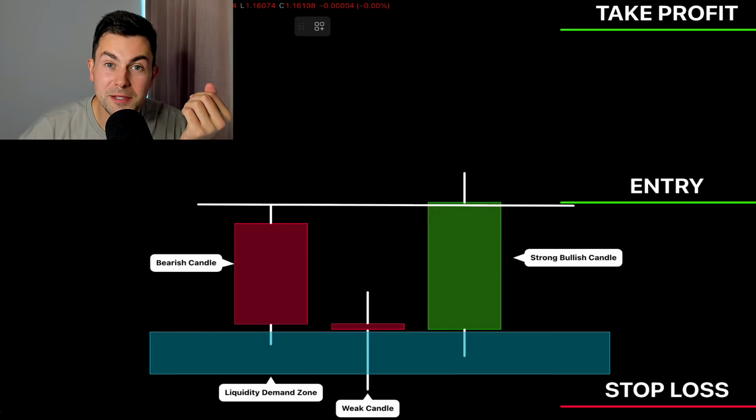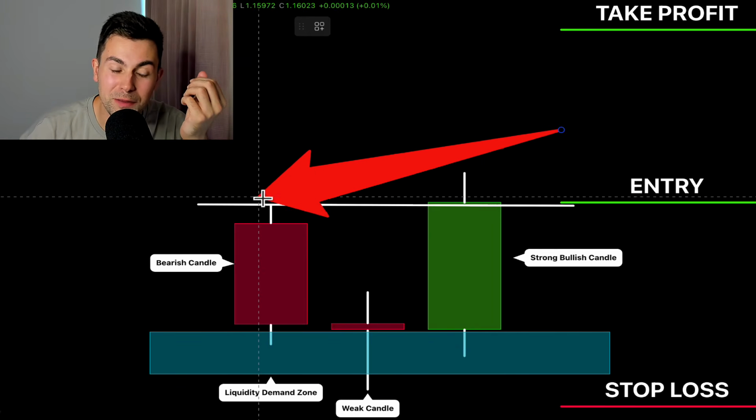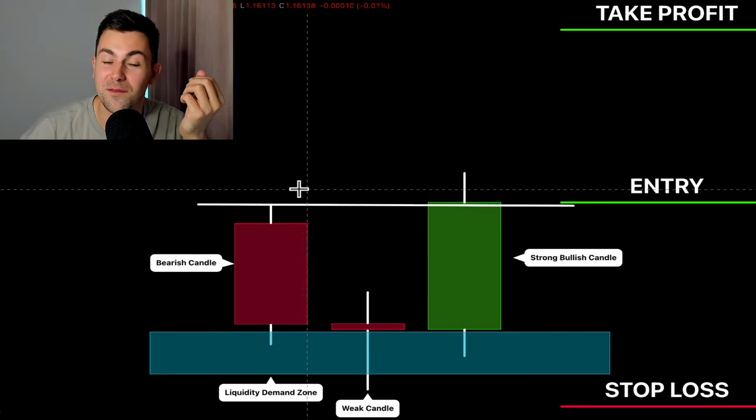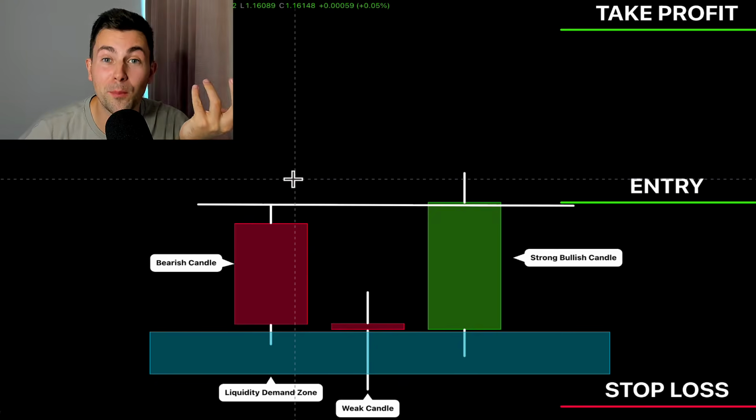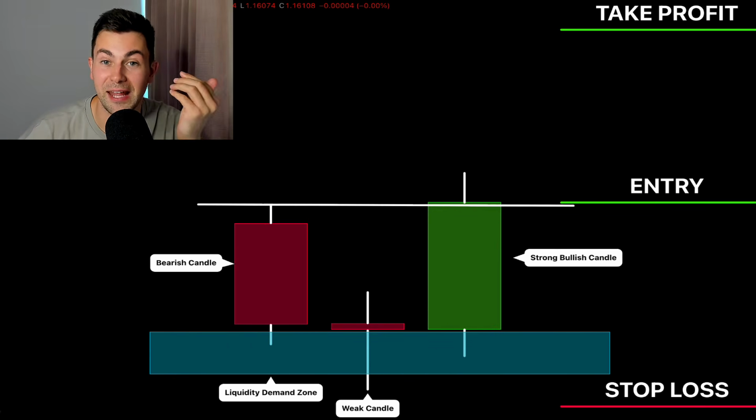To trade this pattern, simply wait for a bullish imbalance candle to close, engulfing the entire range of the first bearish candle. Open a buy position immediately then, setting your stop loss below the lows of this candlestick. Your take profit will be the closest strong liquidity supply zone.